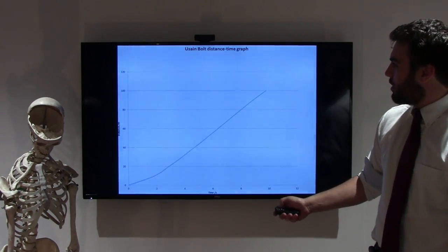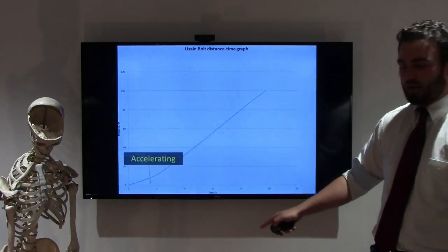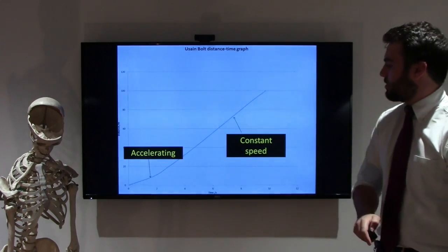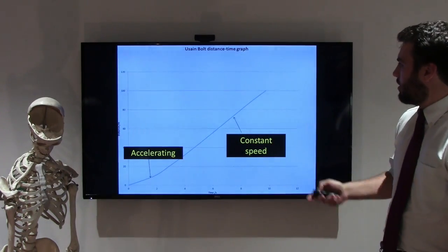Let's look at Usain Bolt's 100-meter record and see if we can describe this. Can you see there's an upward curve here? So he's accelerating, and then a constant gradient, so it's a constant speed away from the origin. Obviously, he's running along the track.